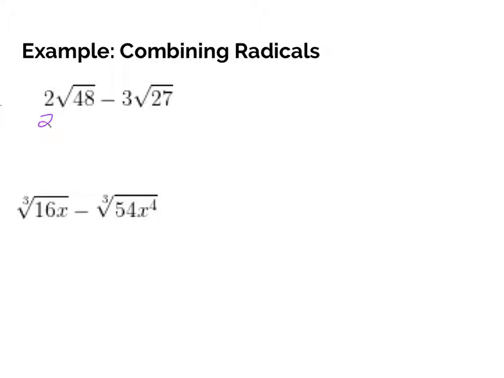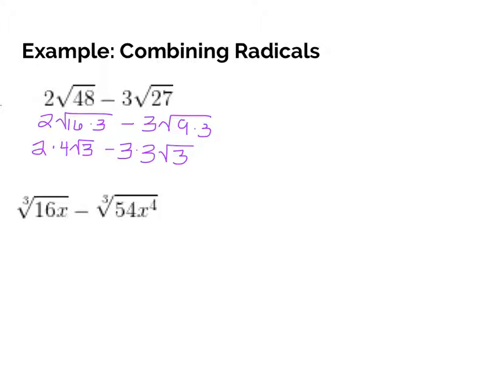So we'll have 2 times the square root of 16 times 3 minus 3 times the square root of 9 times 3. So we have 2 times the square root of 16 is 4, and we need to keep the square root of 3 as our radicand, minus 3 times the square root of 9 is 3, and then the square root of 3.